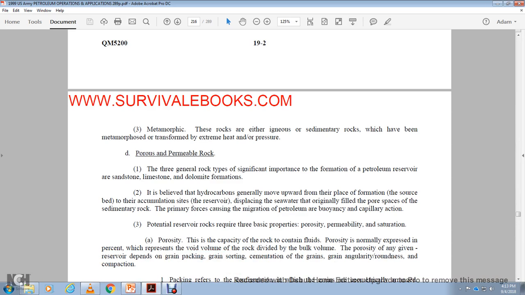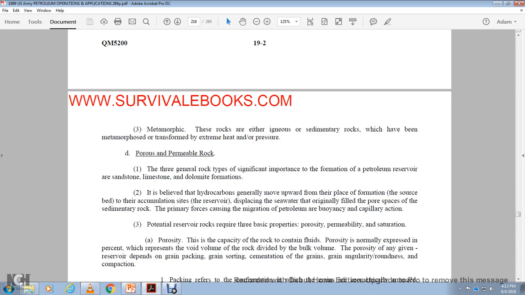There are three general rock types of significant importance in the formation of petroleum reservoirs: sandstone, limestone, and dolomite formations. It is believed that hydrocarbons generally move upward to the place of formation, to the accumulation sites, displacing seawater that originally filled the porous space of the sedimentary rock. The primary forces causing the migration of petroleum are buoyancy and capillary action.